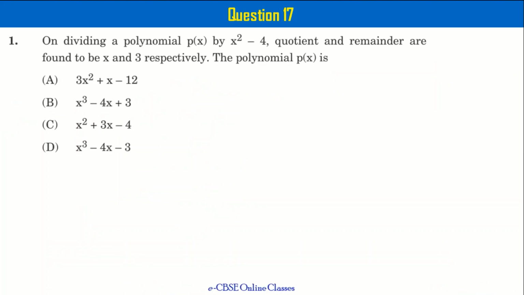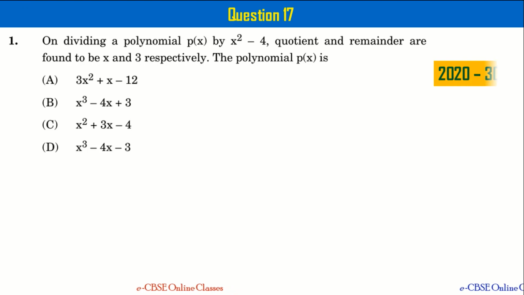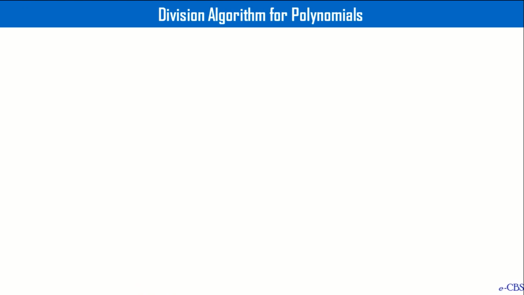The next question is on dividing a polynomial p of x by x square minus 4. Quotient and remainder are found to be x and 3 respectively. Find the polynomial is the question. This is from 2020, set number 5. Before getting into this, I want you to quickly recall division algorithm for polynomials.